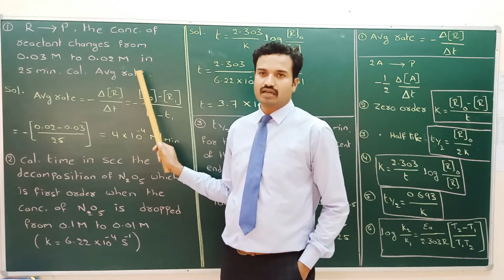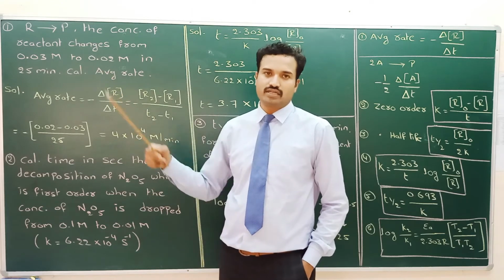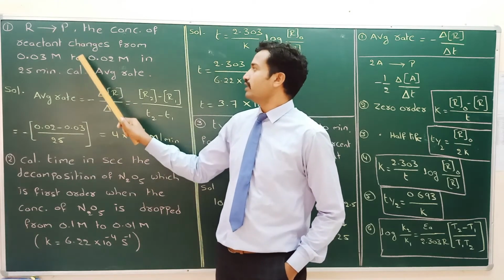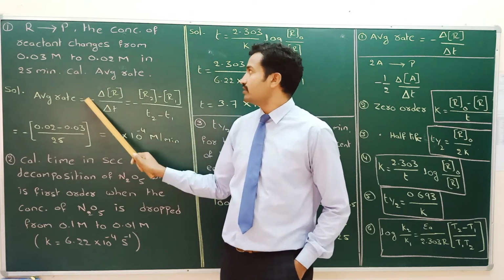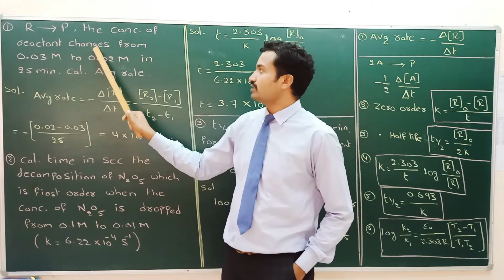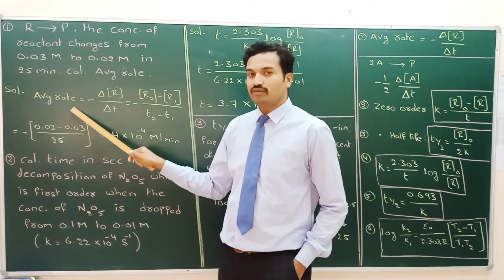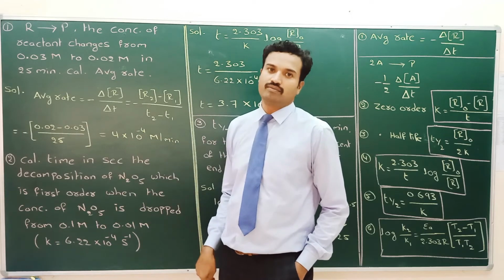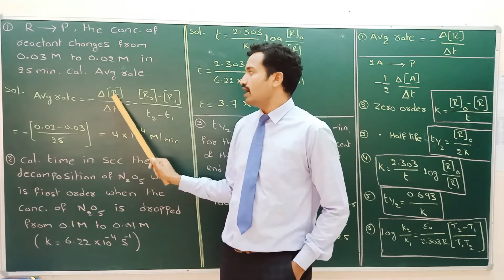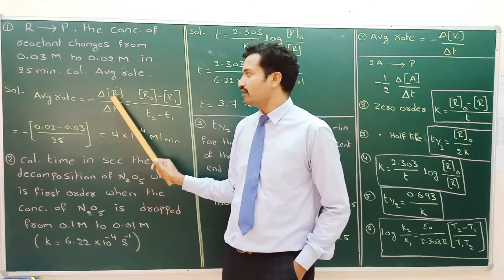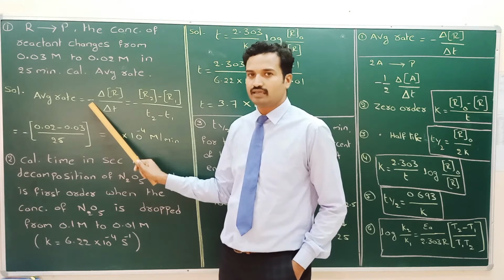Rate of reaction or average rate, we know: decreasing concentration of reactant, increasing concentration of product. Here, the concentration of the reactant is changing from 0.03 to 0.02. So the average rate with respect to the reactant always has a minus sign: minus delta R, change in concentration of reactant by change in time. So it is a minus sign. Why? Because the reactant's concentration is decreasing.